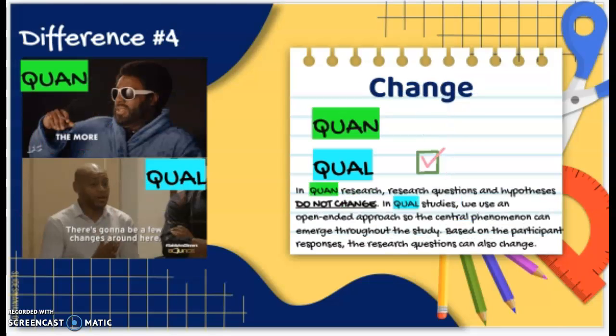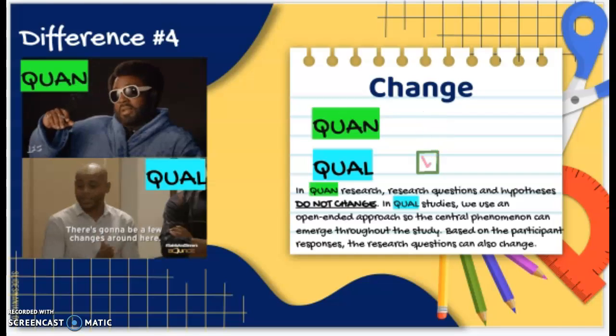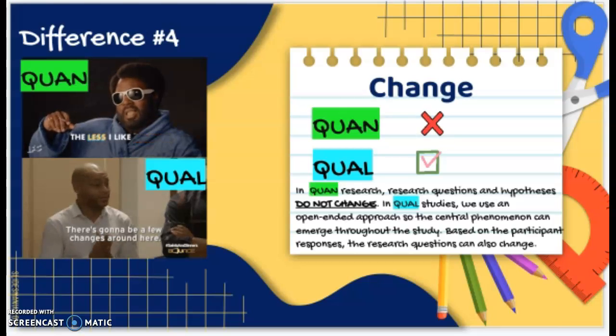The fourth difference between the two is change. So contrary to the first 3 differences, quantitative inquiry does not like change, whereas qualitative, you can be expected to see change. The reason for that is because qualitative researchers take a more open-ended approach so that that central phenomenon can really emerge throughout that research. So you can expect to see the central phenomenon change, and that's absolutely fine in qualitative research.